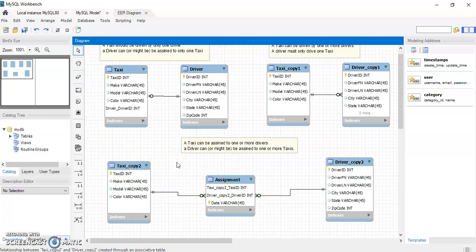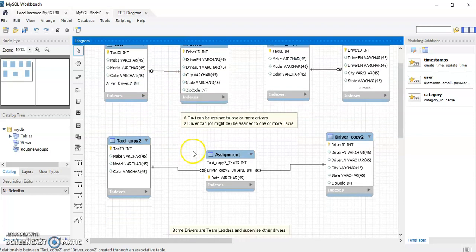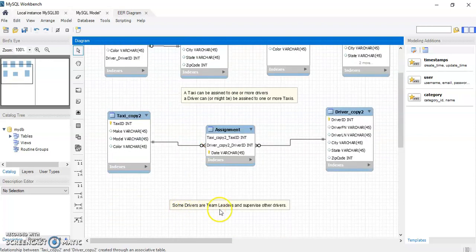Now we're going to talk about the unary relationship. When do we have a binary? When do we have a unary? So if I go here, it says some drivers are team leaders and supervise other drivers. So those team leaders, in addition to being team leaders, are also drivers. You cannot be a team leader if you are not a driver. That's why it says some drivers. Also a keyword, very important: some drivers. Not all drivers are supervised.